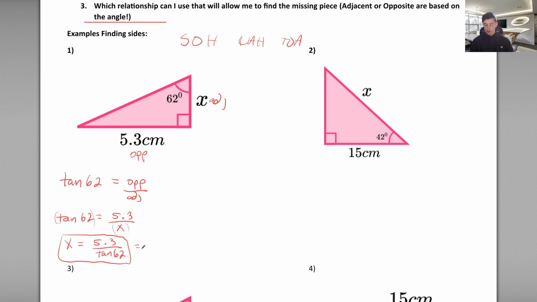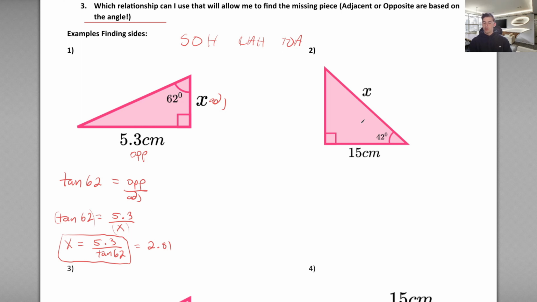And using the calculator, remember, always degrees. I don't think the SAT will make you calculate 5.3 divided by the tangent of 62. That may be one of the answer choices, but just in case, 5.3 divided by the tangent of 62 is equal to 2.81. So that's equal to 2.81. That's what x is.